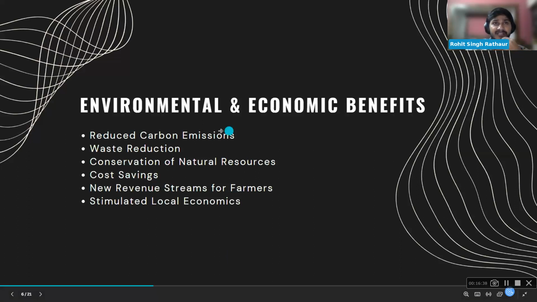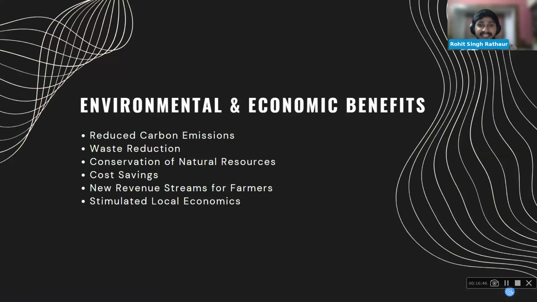So if I talk about reduced carbon emissions first, by optimizing the supply chain and transportation logistics, fewer trips are required, which may lead to a significant reduction in carbon emissions. Now, if I talk about waste reduction, we can efficiently convert agricultural waste into energy, which will prevent the harmful practice of burning it, which can lead to air pollution and other environmental hazards also.